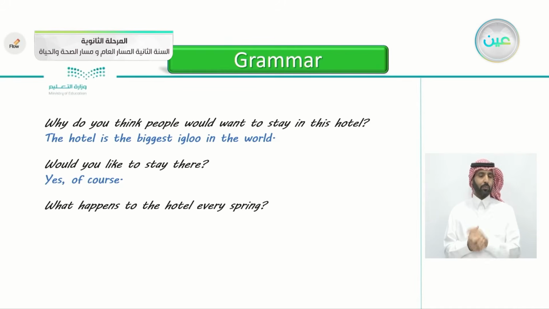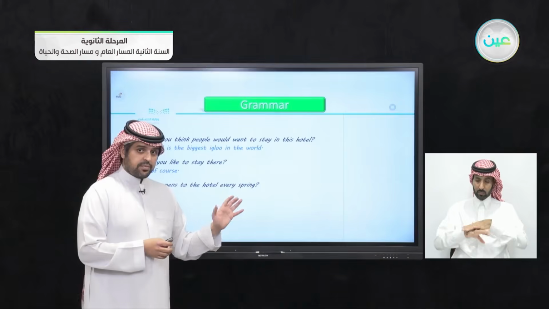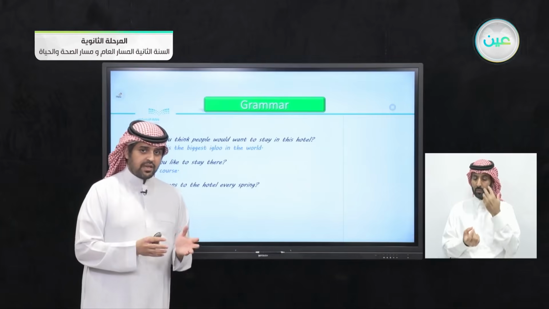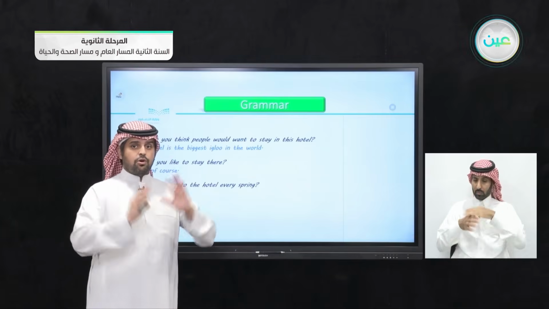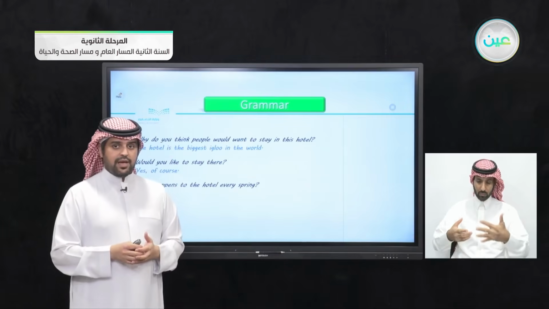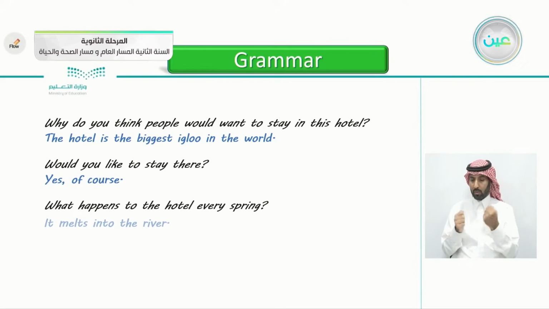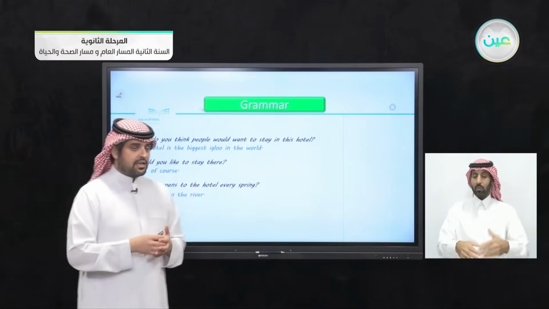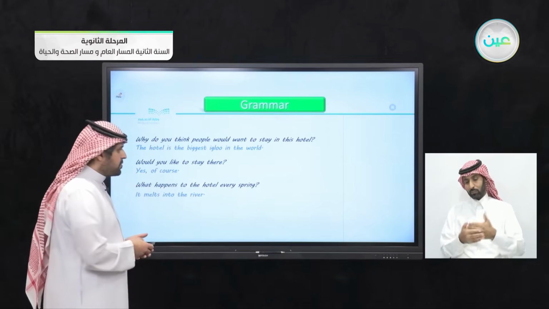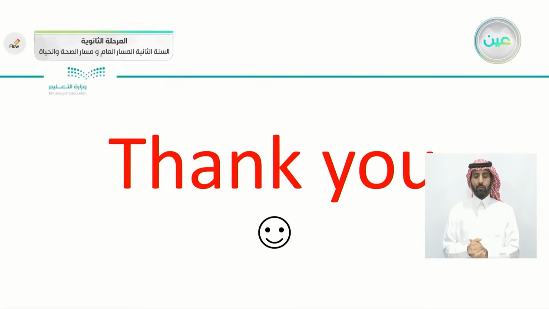What happens to the hotel every spring? If you remember the third point, every spring, what happens to the whole hotel that is made of ice? Very good. It melts into the river. Then later, it's recreated again. So these might help you to write your paragraph. And with that, we reach the end of the lesson. See you next lesson, inshallah.